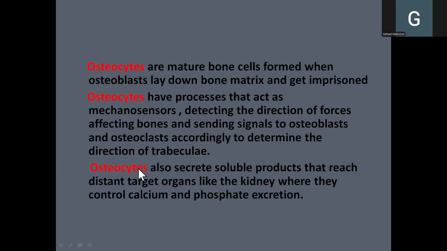Osteocytes, as you know, will control the process of ossification, as we have just said, but they also secrete soluble products, chemical molecules. So it's like chemical communication or a chemical language whose words are chemical molecules. The osteocytes send those chemical molecules even to distant organs like the kidneys to control calcium and phosphorus, because you know that the kidney can control the amount of calcium and phosphorus excreted by the body.